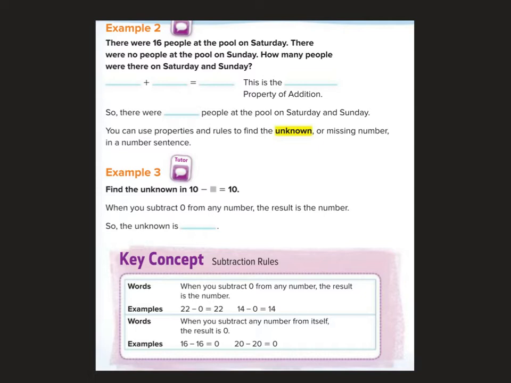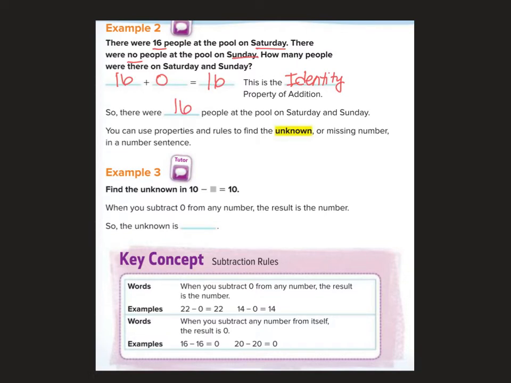I already talked about these, so let's keep practicing. There were 16 people at the pool on Saturday. There were no people at the pool on Sunday. How many people were there on Saturday and Sunday? Okay, so if I have 16 people plus 0 people on Sunday equals 16, this is the identity property of addition, because we're just adding 0 to 16 to get 16. So there were 16 people at the pool on Saturday and Sunday.